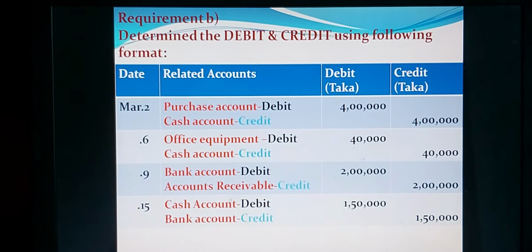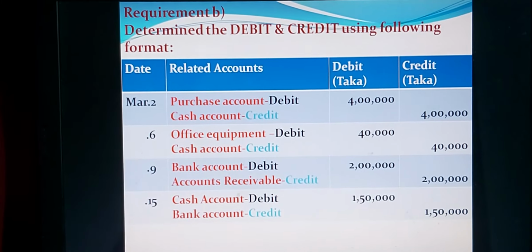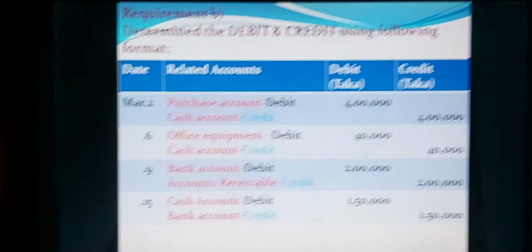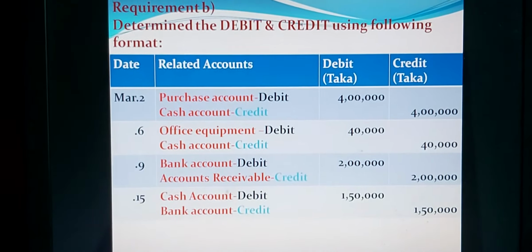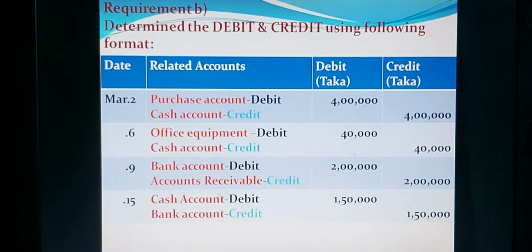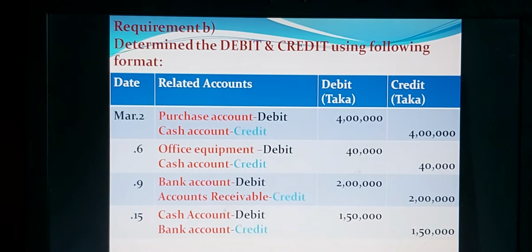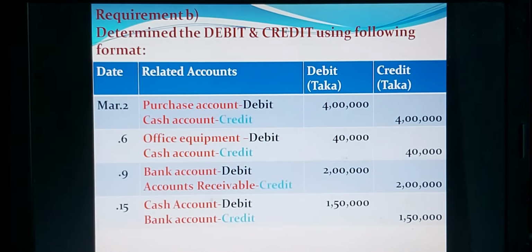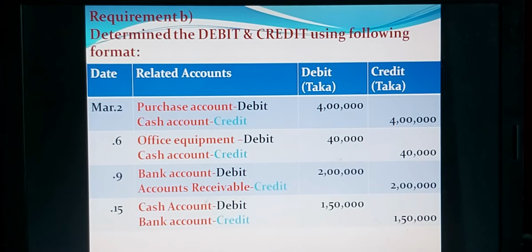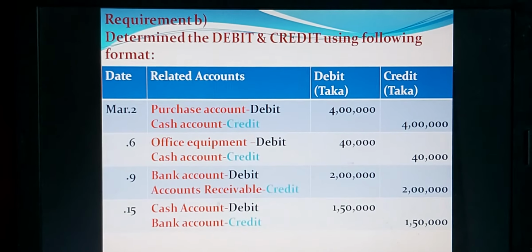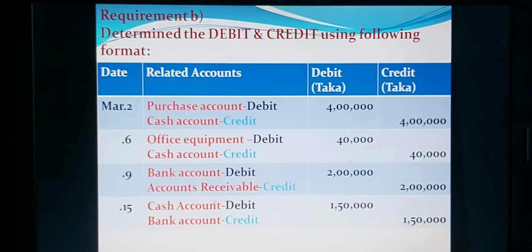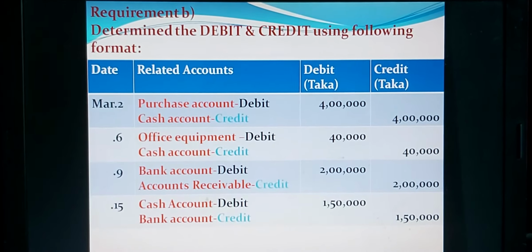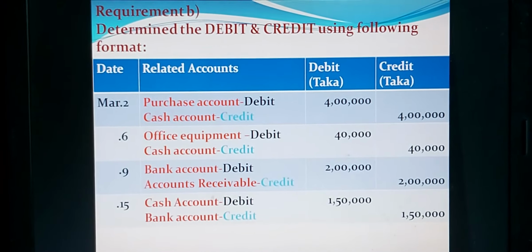Now, dated March 2. Cement purchased for taka 4 lakh for business. In this business, cement is one kind of product or goods. We know that when any kinds of goods or product are purchased, then it is treated as expenses. That is the name of account, purchase. And always buying goods or buying product, then cash has gone. So in this transaction, purchase account is debit and cash account is credit.